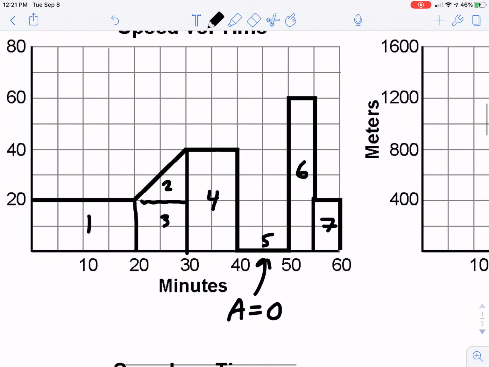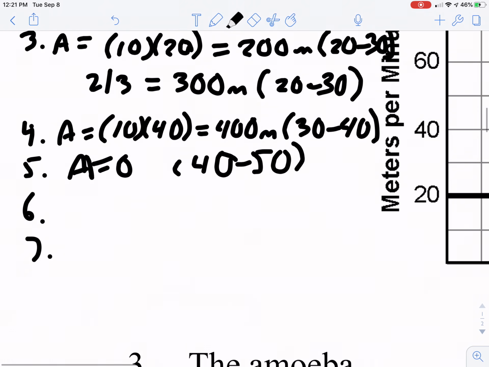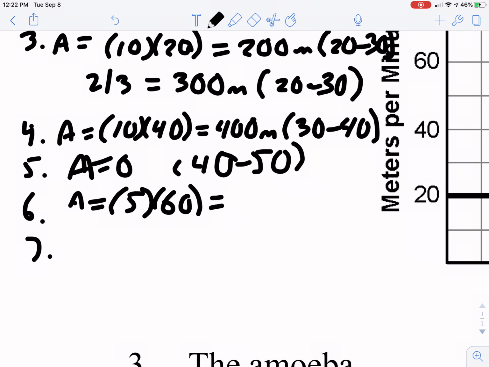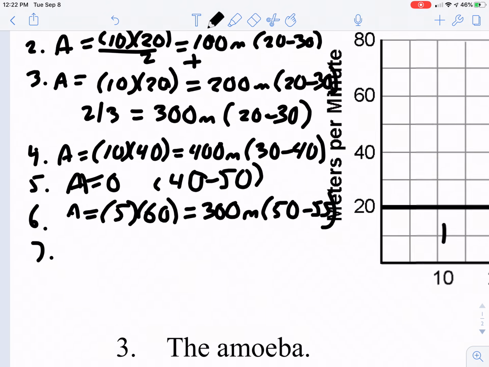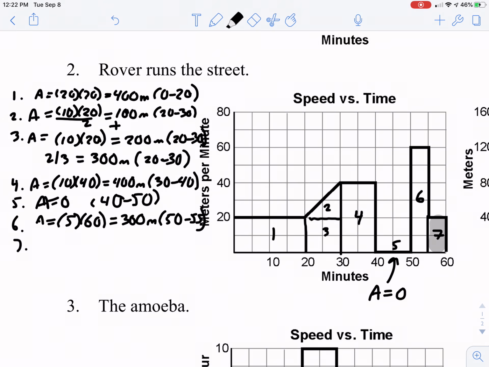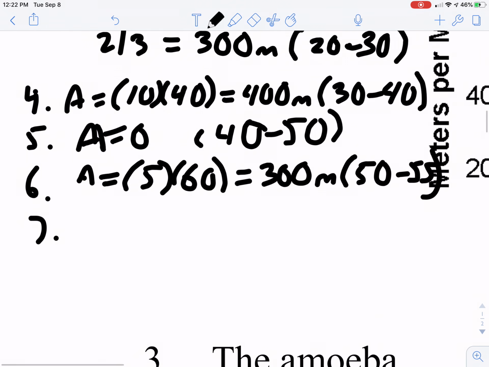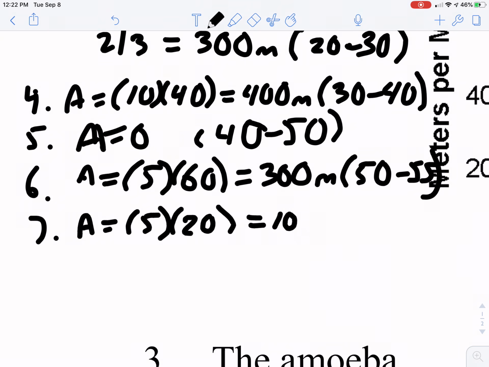Okay, area 6 is this big tall rectangle here. Okay, and that one has a base of 5 minutes and a height of 60. So in this case, area would equal 5 times 60, which is 300 meters from 50 to 55 minutes. And then lastly, the little rectangle at the end, rectangle number 7, has a base of 5 minutes also, but a height of 20. Which would be an area of 100 meters for the last 5-minute time segment.